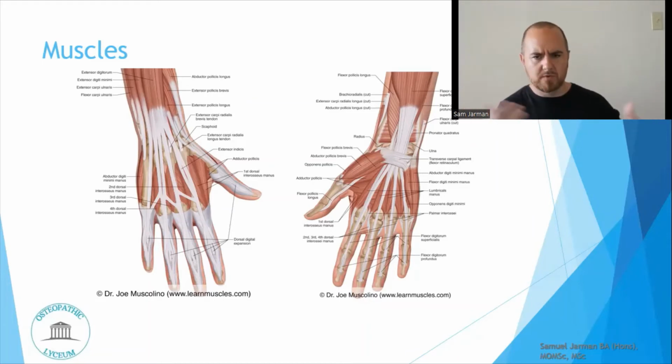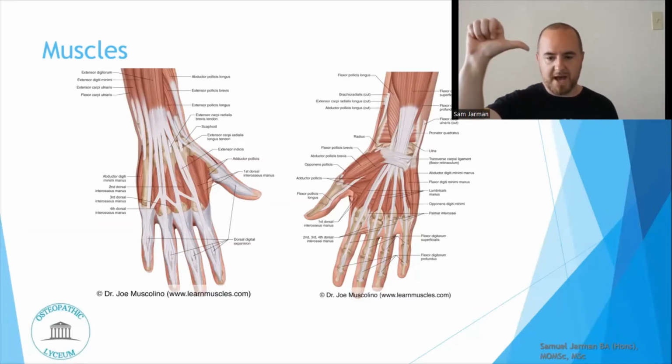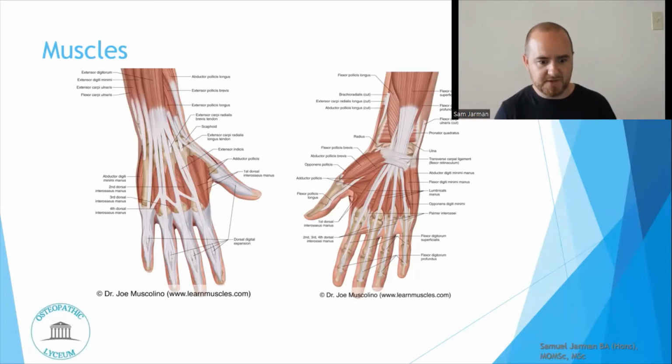And then you have a general discussion about extensors, right? Extensors of the fingers, including the thumb, flexors of the fingers, including the thumb, and then you have abductor pollicis longus and brevis to do that. Right? So those are your muscles, generally speaking.